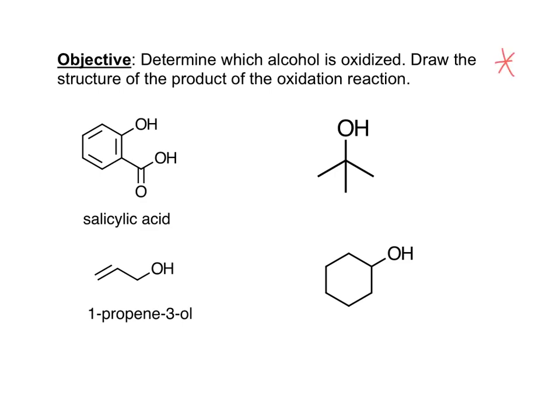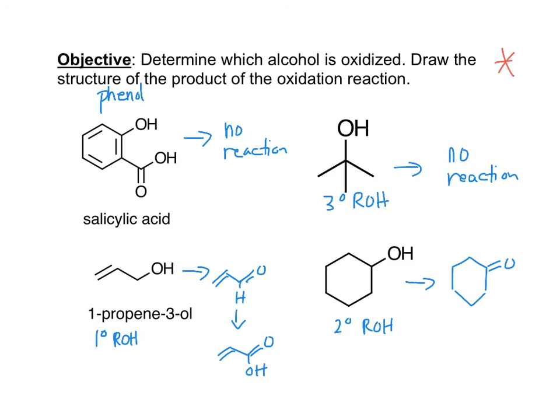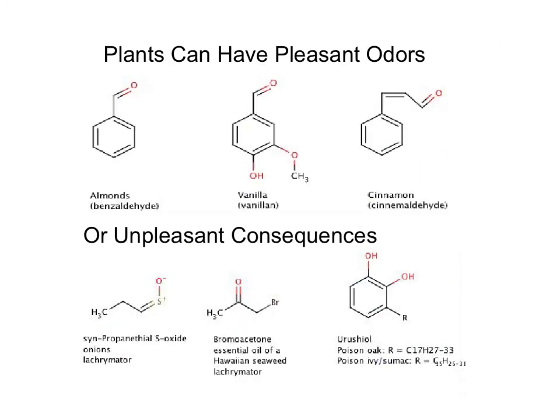Stop the video and answer these questions. And the answers are, so identify the alcohol type to determine the product of the reaction. Salicylic acid is a phenol, and that does not undergo oxidation. Salicylic acid is found in willow bark and it was used to treat pain and reduce fevers.